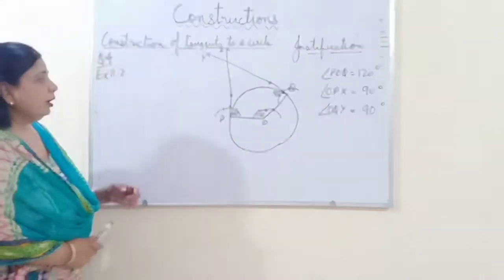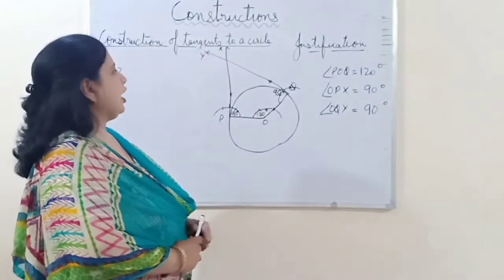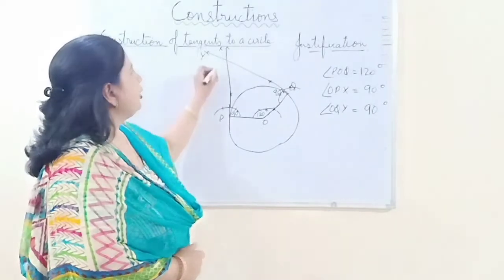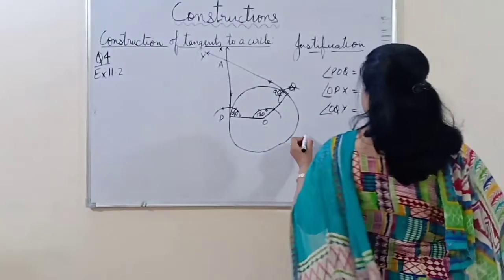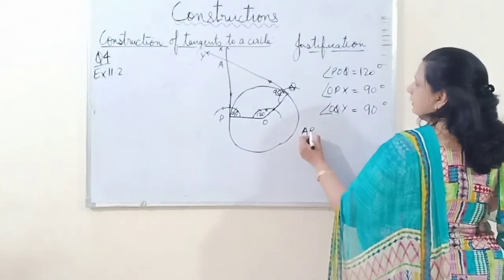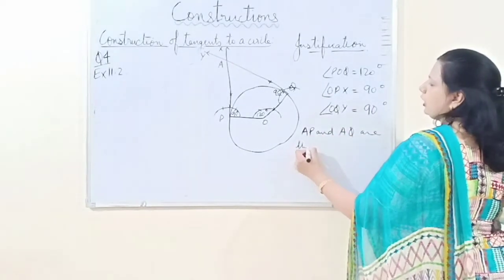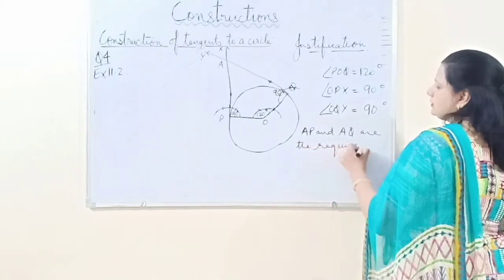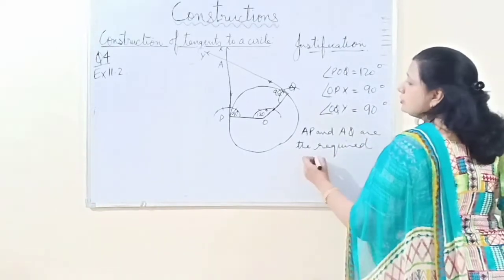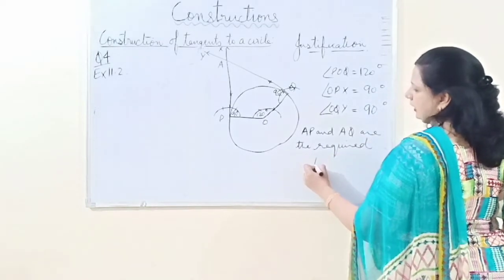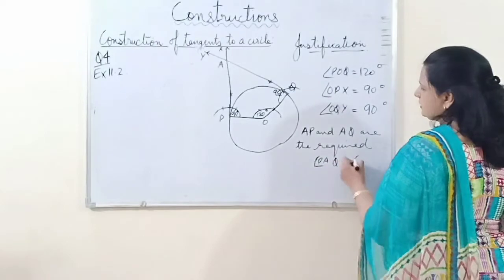Now let ray PX and ray QY intersect at a point A. Then AP and AQ are the required tangents to the circle inclined at an angle of 60 degree. That is, angle PAQ will be 60 degree.